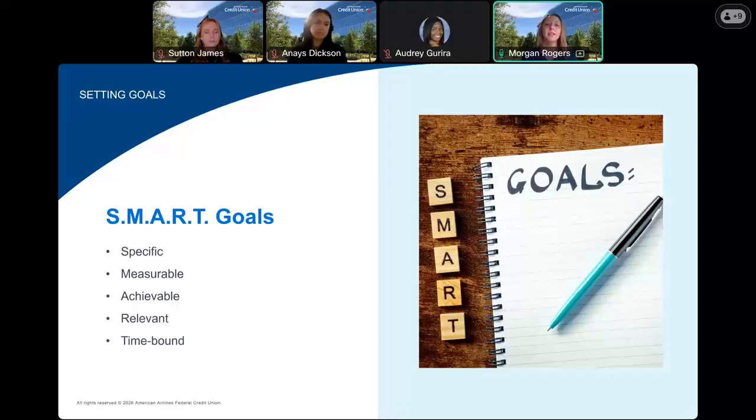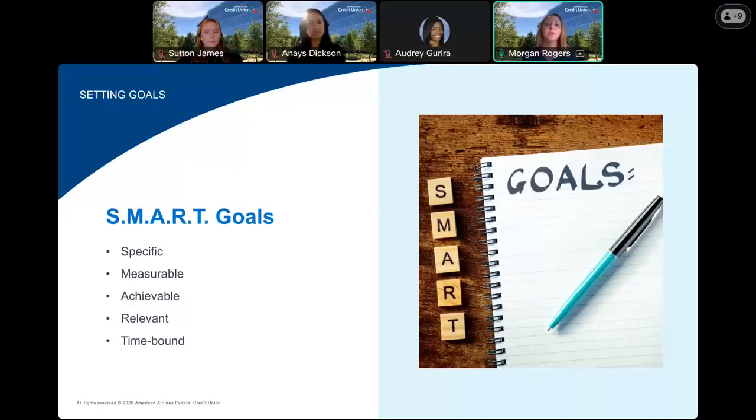Up next is achievable. These goals need to be realistic. Having big goals is great, but make sure that you really think about breaking them down into smaller, more doable goals to really set yourself up for success.